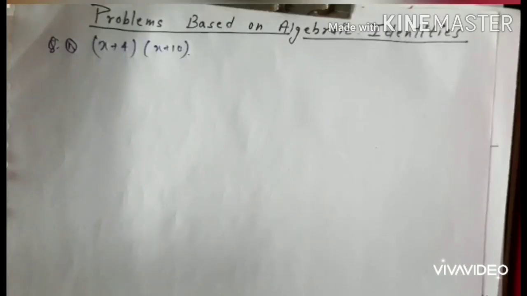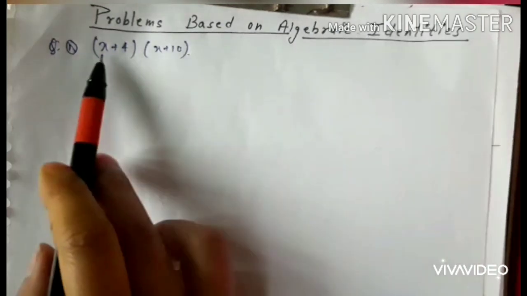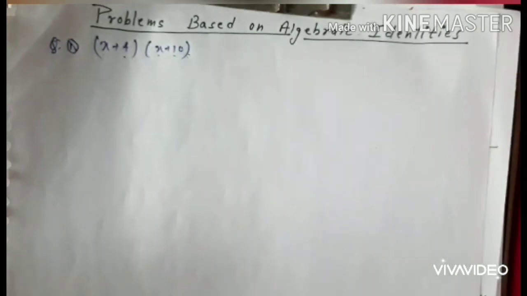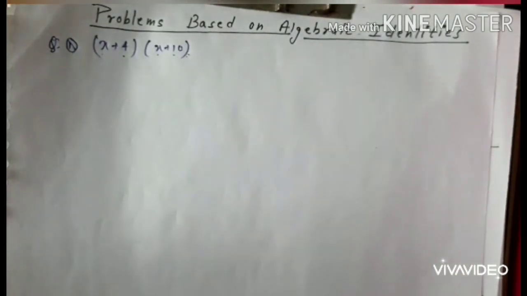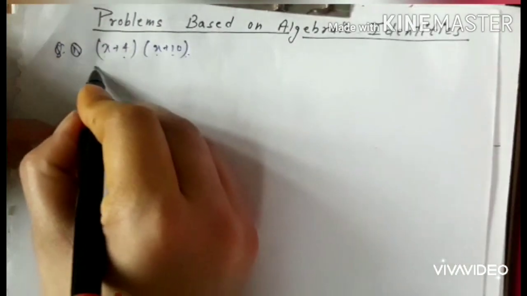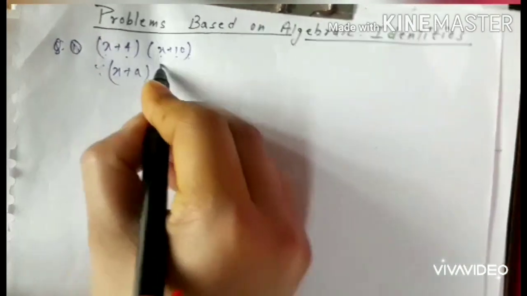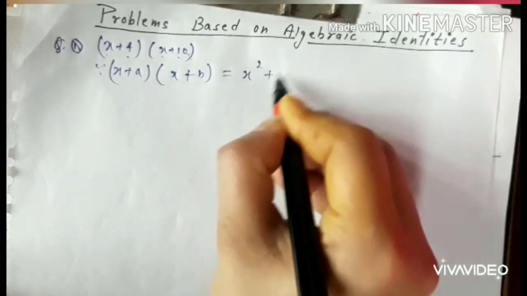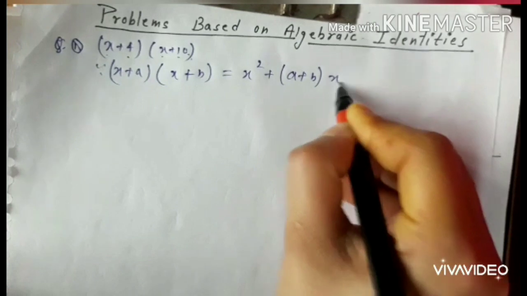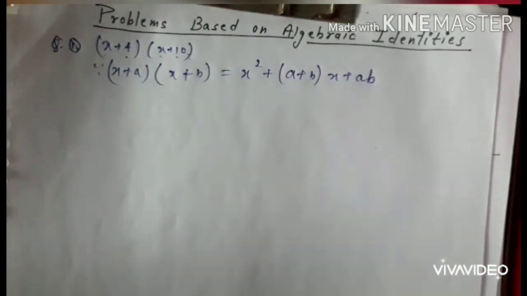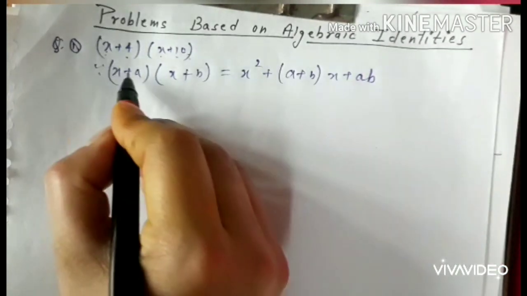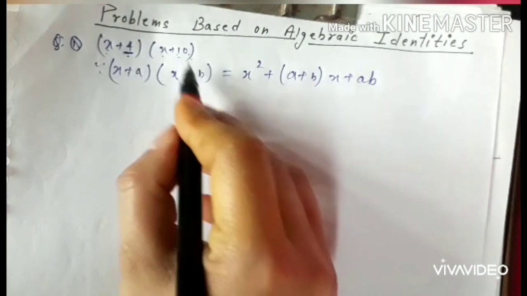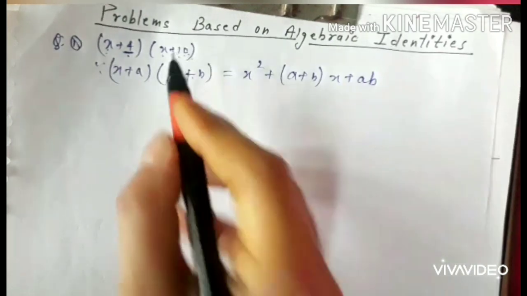We are doing one problem here, that is you have to evaluate this, x plus 4 and x plus 10, with the help of algebraic identities. Using algebraic identity, here you have studied x plus a and x plus b equal to x square plus a plus b x plus ab. This is your identity. Here x plus a, in place of a is 4, x plus b, in place of b is 10, simply.